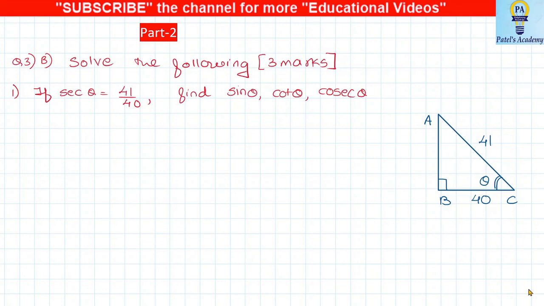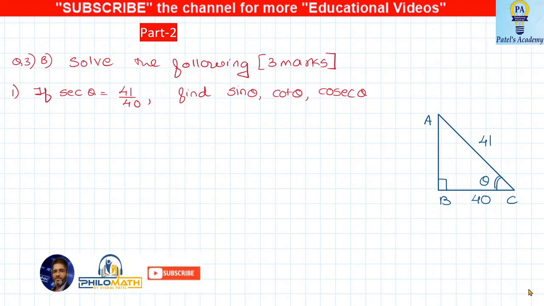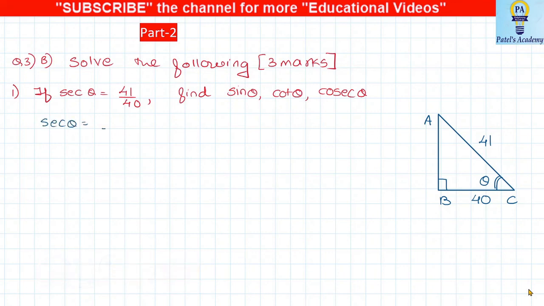So there are two methods for solving this. One is by using trigonometric identities, or the other method that I am showing you, by using Pythagoras theorem. So we know that sec theta is nothing but hypotenuse upon adjacent. So from the figure it is going to be AC upon BC. That ratio of AC upon BC is nothing but 41 upon 40. So AC is going to be 41x and BC is going to be 40x. So in the figure I am writing 41x and 40x.